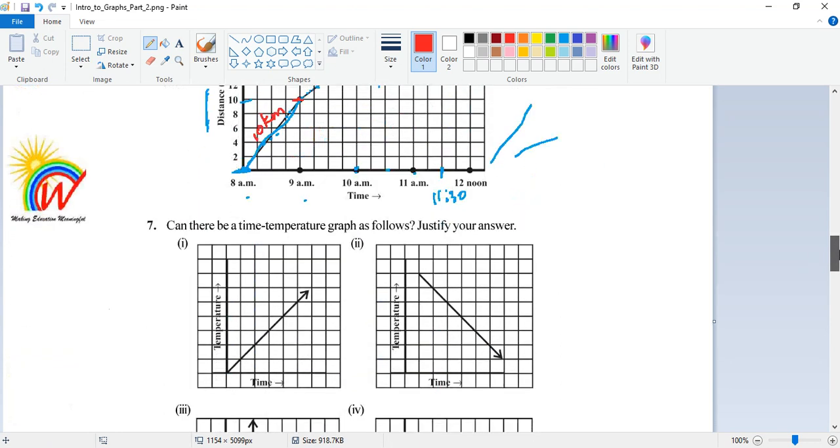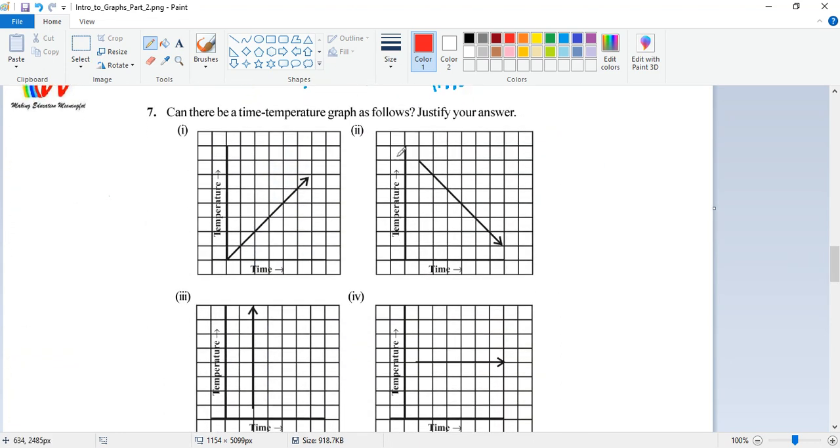Okay. Now, can there be a time-temperature graph as shown? Justify your answer. So they are asking whether these graphs are possible or not. Now you should see there is time on the x-axis and temperature on the y-axis. Okay. So as time increases, temperature is increasing. Is this possible? Yes. It is possible, right? Let us say you're heating something on a stove. As time increases, the temperature increases, right? Be it water or anything, the temperature slowly increases as time goes. So this is a possible case.